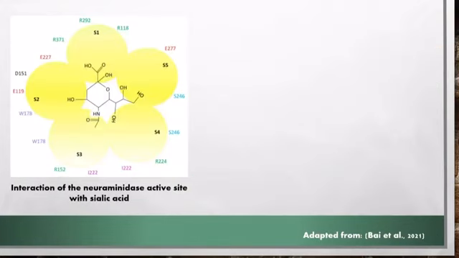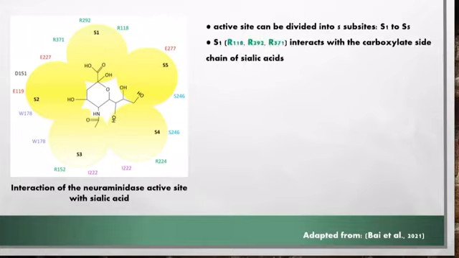So this figure shows the interaction of the neuraminidase active site with sialic acid in the absence of neuraminidase inhibitors. The active site can be divided into 5 subsites, namely S1 to S5. S1, which is made up of arginine 118, 292, and 371, will be able to interact with the carboxylate side chain of sialic acid.